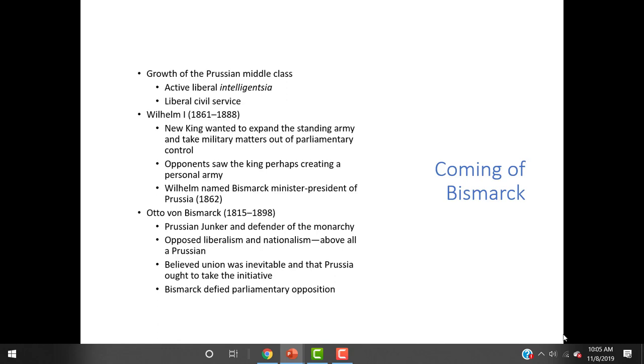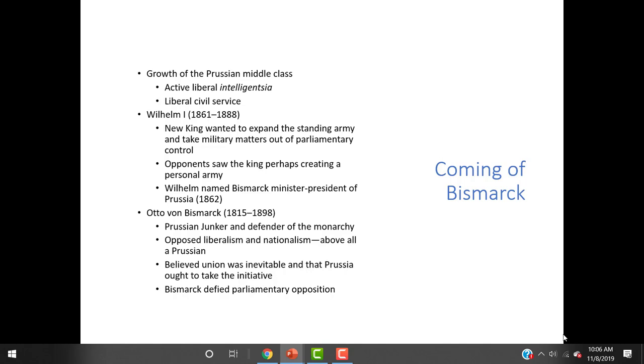But there was a growth of the Prussian middle class, and they began to be very, shall we say, involved, because they're very educated. And William I, who was a new king, wanted to expand the standing army and take military matters out of parliamentary control and back into his own hands. But the opponents of this saw the king as trying to create his own personal army. So William I named Bismarck minister-president of Prussia. And here we go.